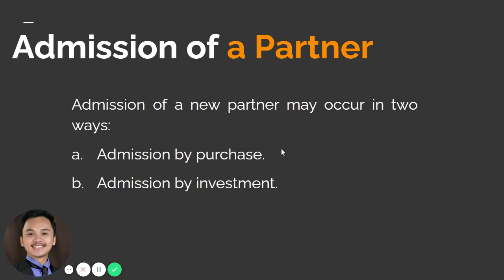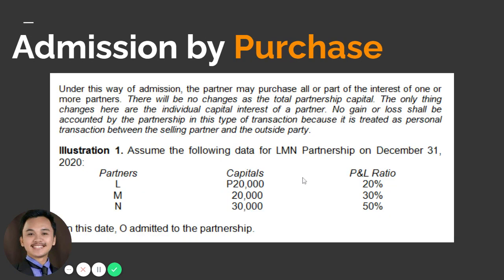In admission by purchase, the third party or the new partner will be purchasing a portion of the interest of the existing partner. So it is a third party transaction, meaning there is no asset to be recorded in the books of the partnership from the new partner, but rather there is only a change of percentage of ownership because the portion of the existing partners will be credited to the share of the new partner. While in the admission of a new partner by investment, this is the time where there is an asset to be recorded in the books of the partnership. So let's start accounting with admission by purchase.